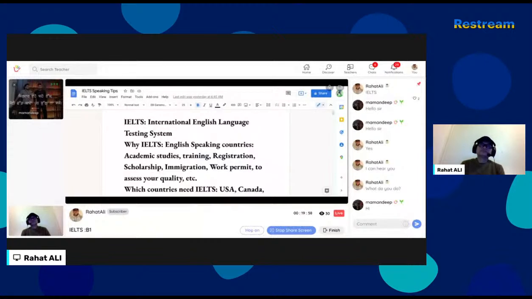Okay. And how about the writing section? Yes, sir. I love this part, the writing section. And how many parts are there in the writing section? There are two parts in the writing section, task 1 and task 2.